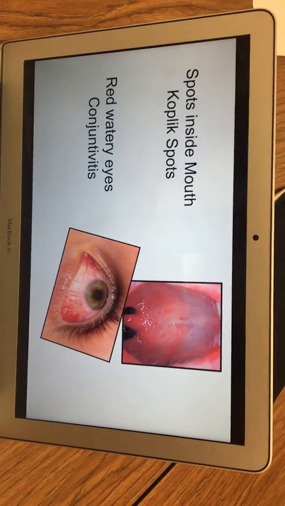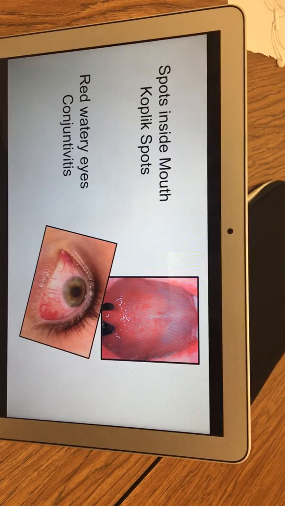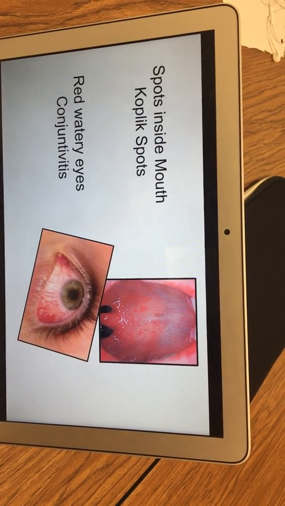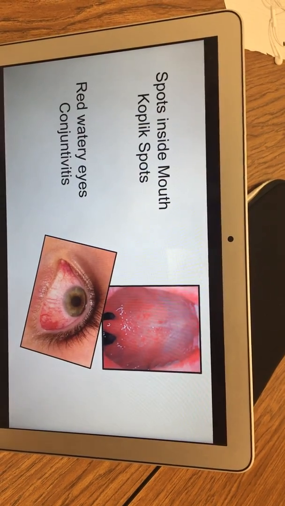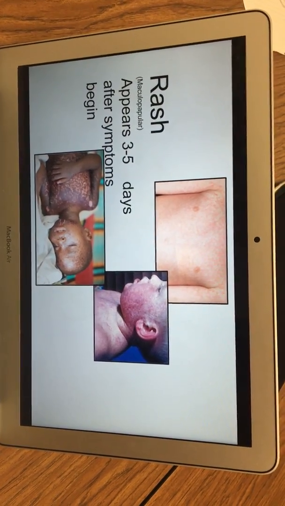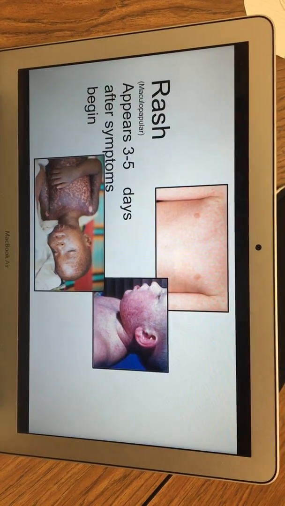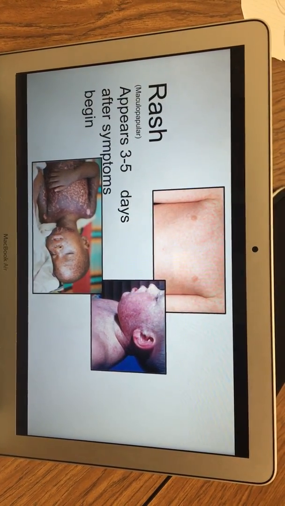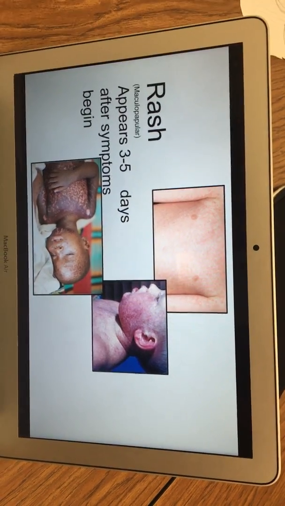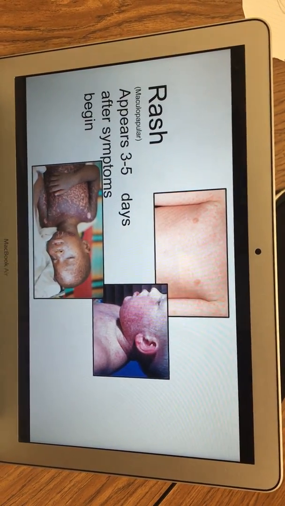These are some of the spots that you can see inside your mouth. They're actually called Koplik spots, and red watery eyes is called conjunctivitis. Here are some pictures of the rash that you get over your body. It is also called maculopapular, and it appears 3 to 5 days after the original symptoms begin.